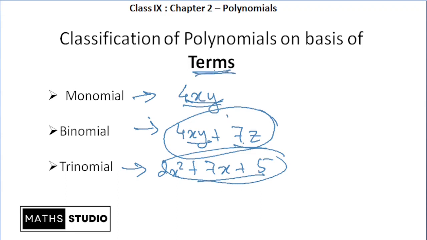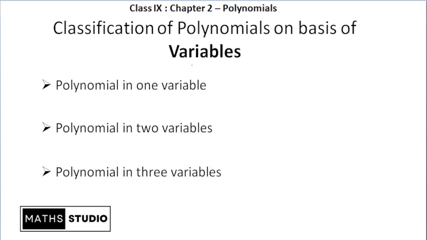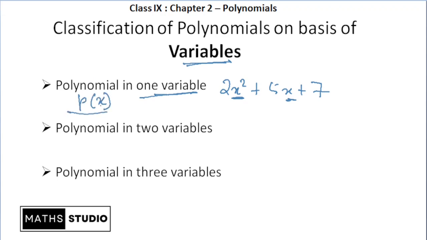The second way of classifying a polynomial is on basis of the variables. If there is only one variable involved in the polynomial, it is known as polynomial in one variable. Let us take an example, 2x square plus 5x plus 7. How many variables are here? X only. So this is known as polynomial in one variable, and we call it in short p of x, where x is the input. So the variables which are the input are written over here.